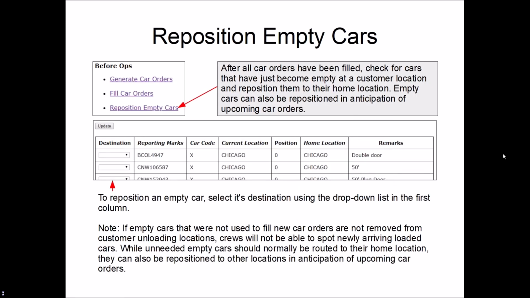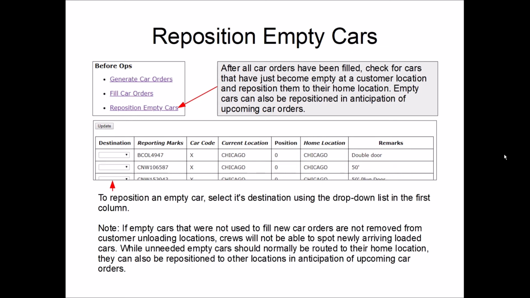Now, as far as repositioning empty cars, if you have any empty cars at customer sites, this is where you would need to route them to their next location. If they haven't been needed to fill car orders, then you would do a reposition order and tell the system that you want to route that car to a yard someplace where it can stay until it's needed.